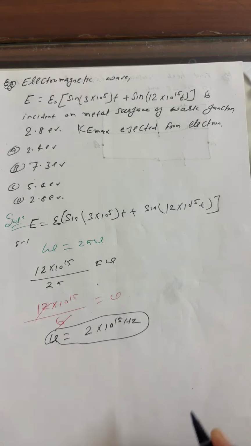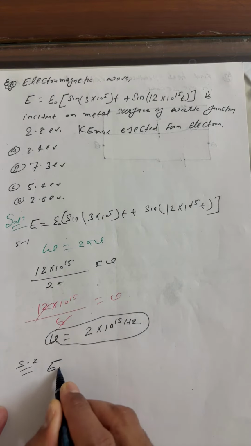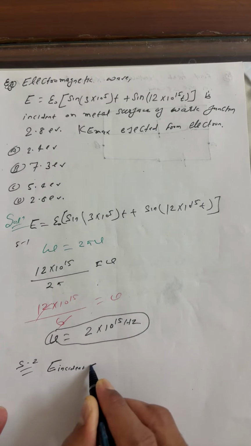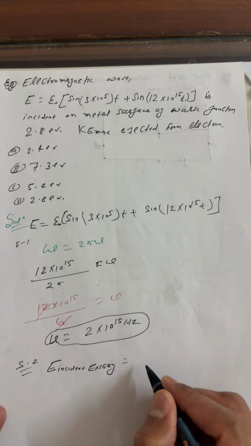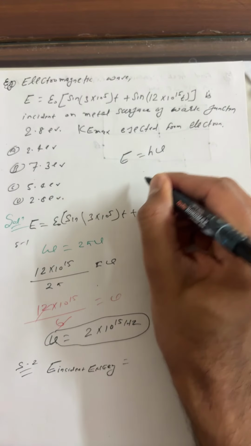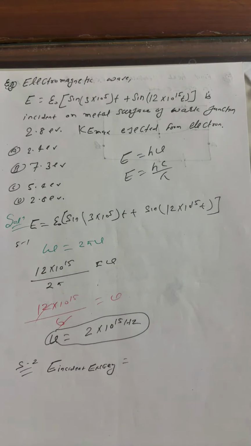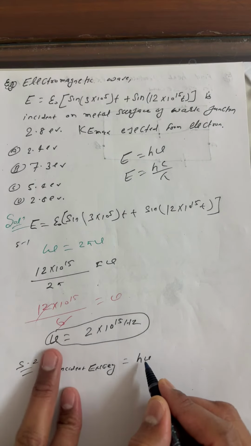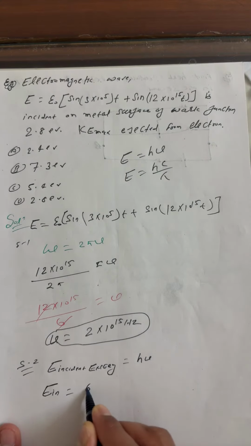This is step 1. Now this is step 2: you can find the incident energy. What is the incident energy here? You can apply either formula: E is equal to h mu, or E is equal to hc by lambda. Here I'll apply h into mu because I have mu here. So the incident energy, you will get, h is what?